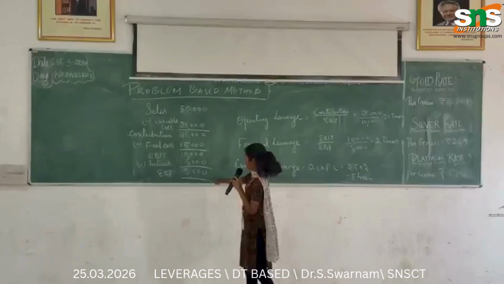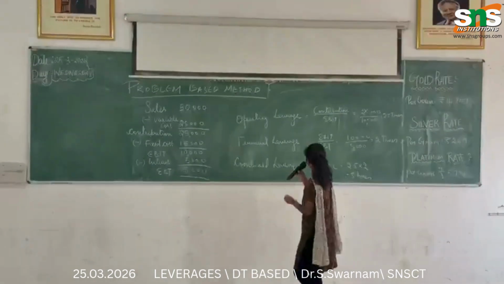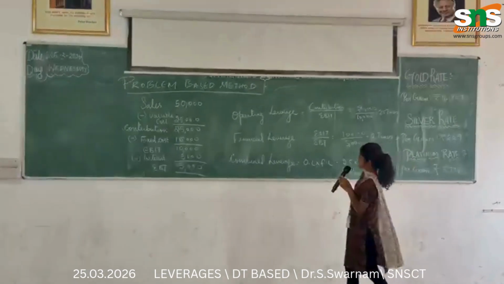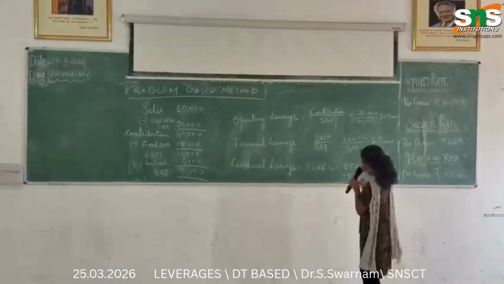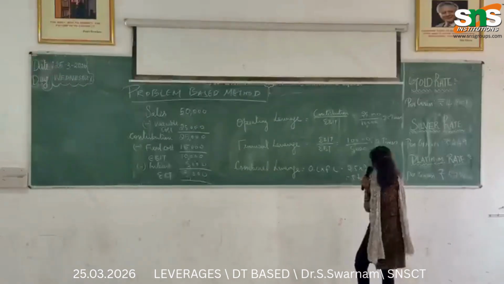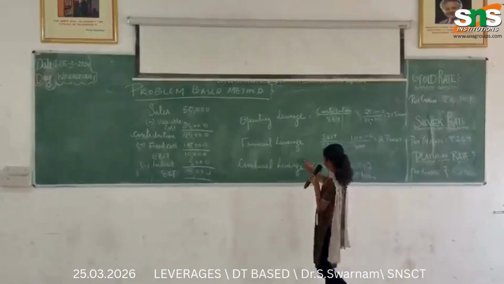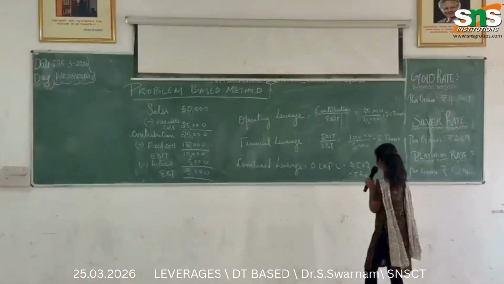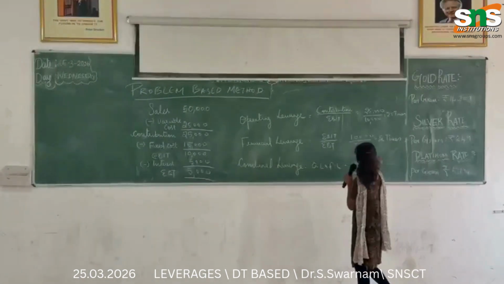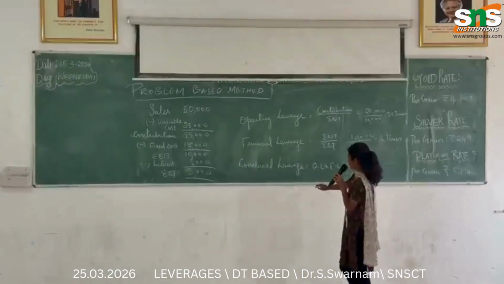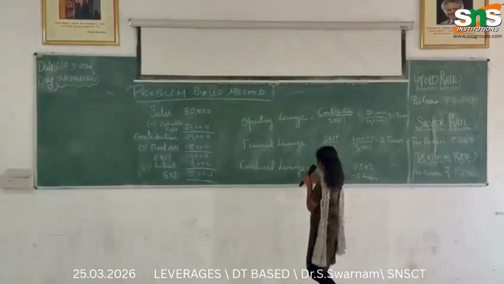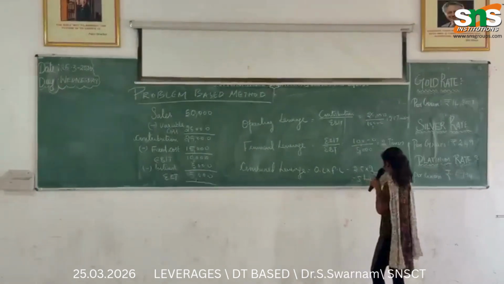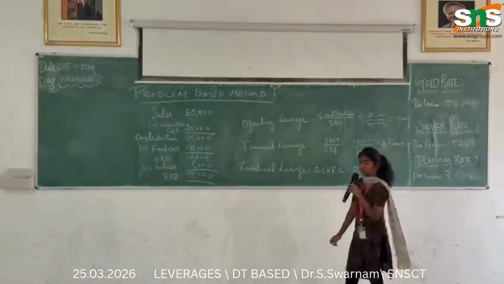This EBT is 5,000. In operating leverage, the formula is contribution divided by EBIT. Contribution is 25,000 and EBIT is 10,000. So the answer is 2.5 times. The financial leverage formula is EBIT divided by EBT. EBIT is 10,000 divided by 5,000, which is equal to 2 times. For combined leverage, we multiply operating leverage by financial leverage. 2.5 into 2 is equal to 5 times.